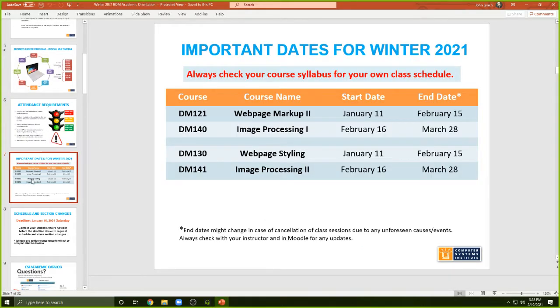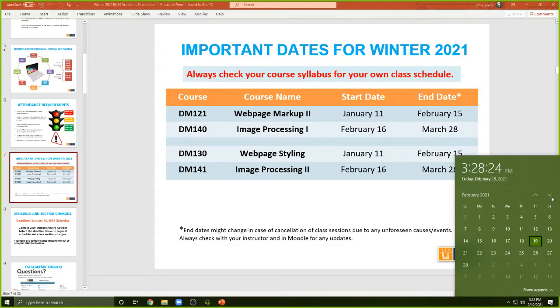Here are some important dates. We're already past these, or there's March up there as well. But we should be ending for our 141. Is it March 28th? Let me take a look here. I believe it's the 22nd actually. Yeah, I think it's the 22nd. It might be the 28th as well. When we look at the syllabus, I'll double check too.